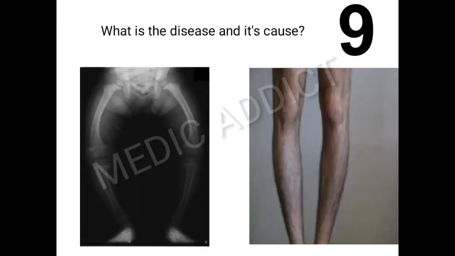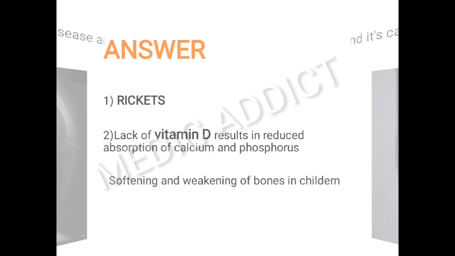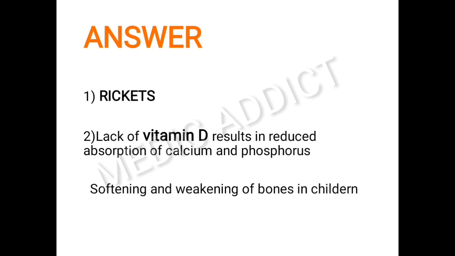Moving on to the second last spotter: what is the condition and the cause in the figure shown below? This is bow legs, which you can easily see in the figure. The condition is called rickets. It is also called bow legs. It is due to the lack of vitamin D, which results in reduced absorption of calcium and phosphorus, causing softening and weakening of bones in children.